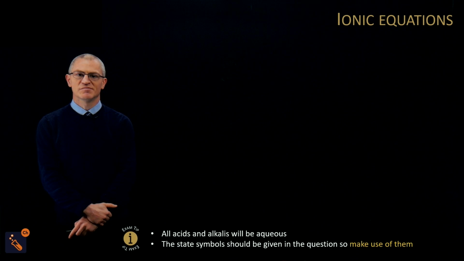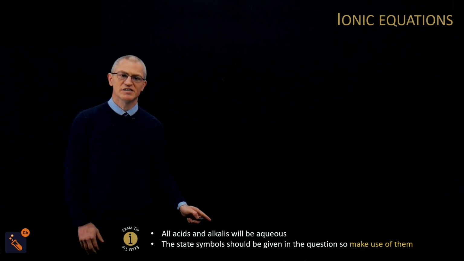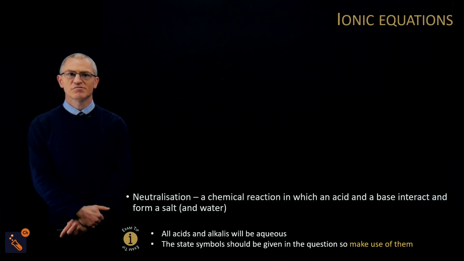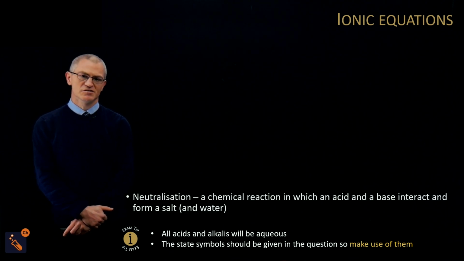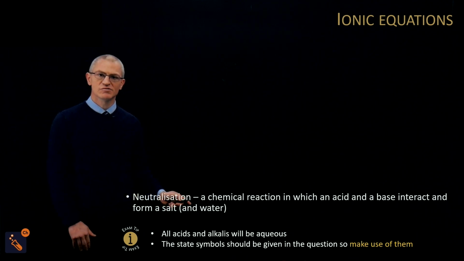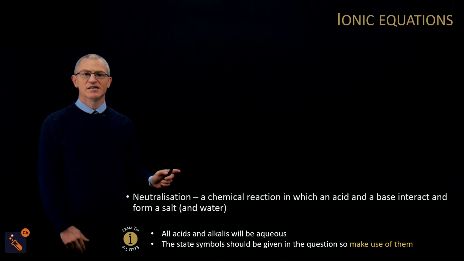Now, let's put our exam tips down towards the bottom: state symbols, and acids and alkalis generally. What we're going to do with ionic equations is use the most common one to start off, which is neutralization. It's a chemical reaction in which an acid and a base interact and form a salt. Notice I've put 'and water'. You don't always see water, and that's really important. Most of the time you will, though.